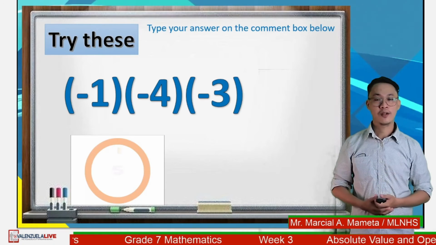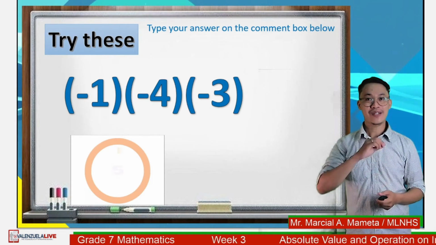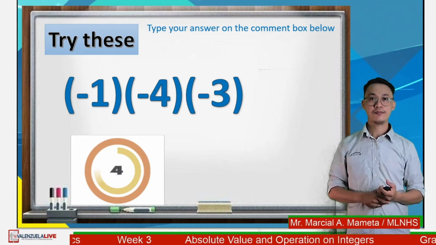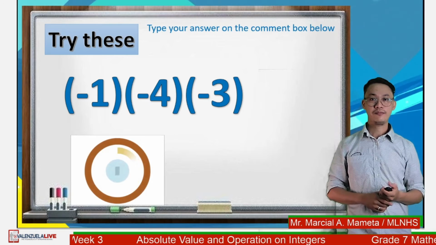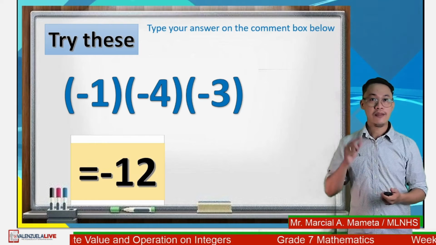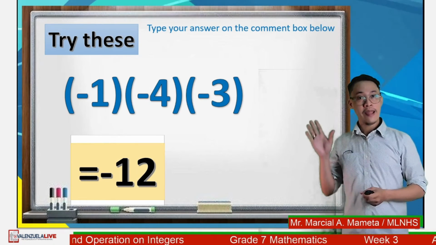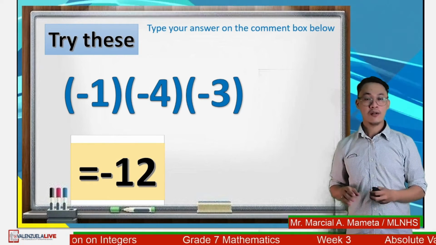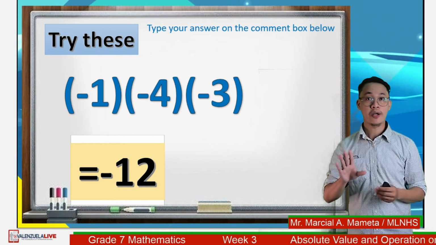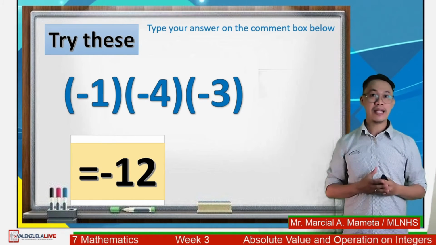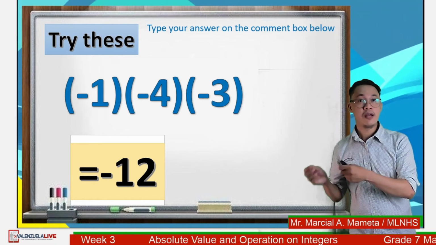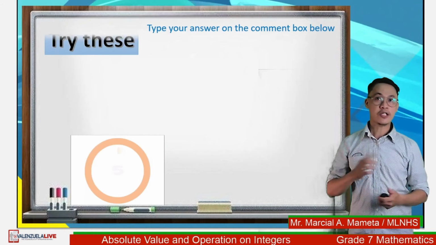How about this one? Negative 1 times negative 4 times negative 3. 5 seconds. The answer is negative 12. Why? Because negative 1 times negative 4, the signs are both negative, the answer is positive 4. Positive 4 times negative 3, unlike signs, the result is negative 12.